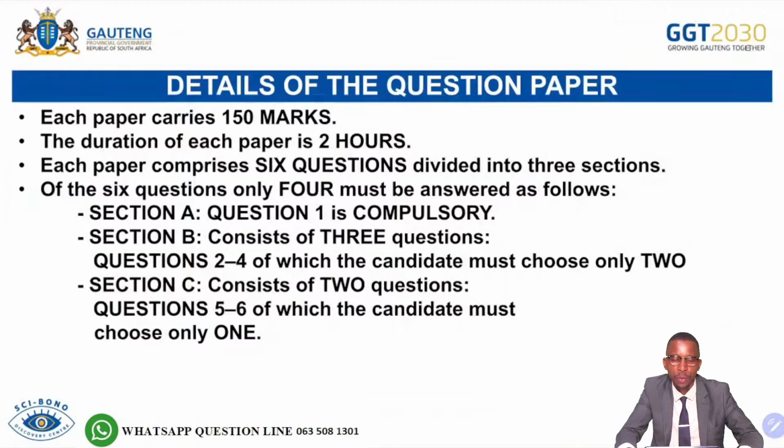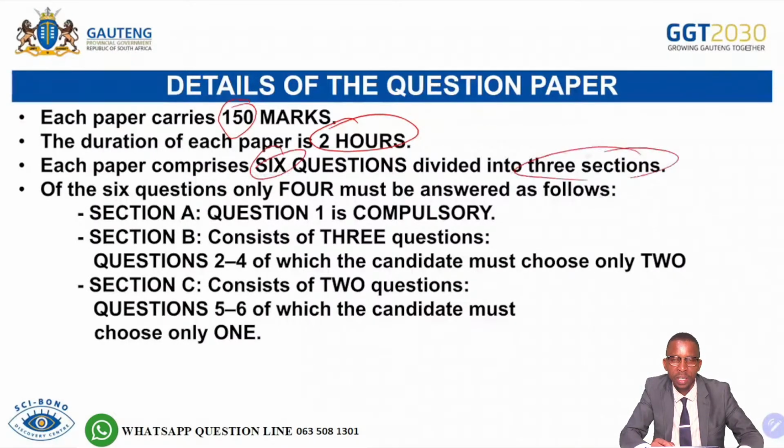So details on the question paper are as follows. Our paper 2 carries 150 marks, and the duration is 2 hours. Meaning you must be very efficient to ensure that you answer all questions that you should be answering based on instructions within 2 hours. Unless we have special concessions, which will favor you to ensure that you are able to complete everything. But the 2 hours alone is enough for you to complete this question paper. You just have to be efficient. And then each paper comprises 6 questions divided into 3 sections.